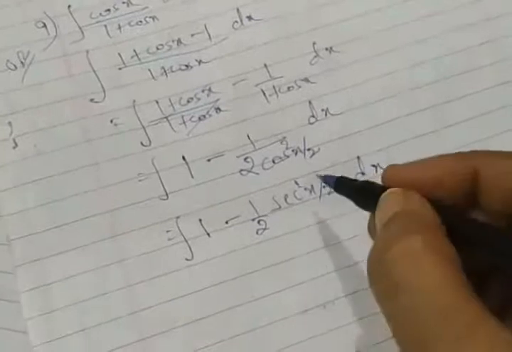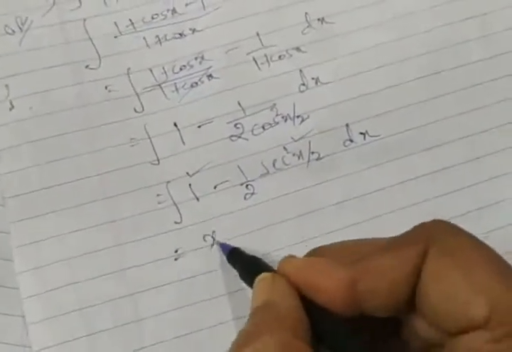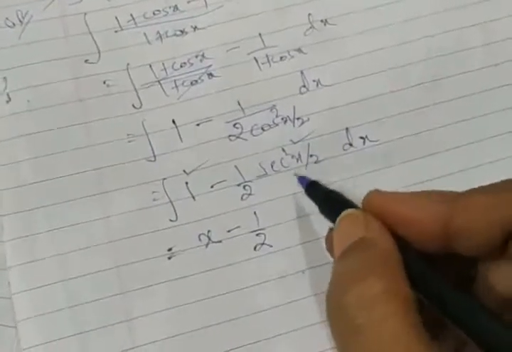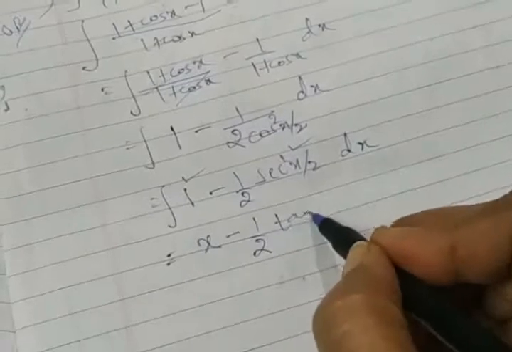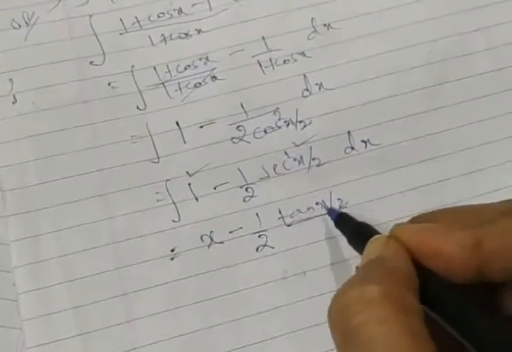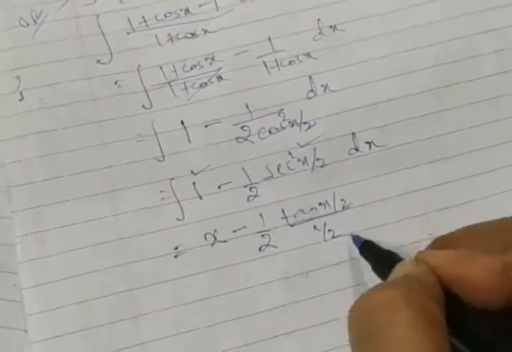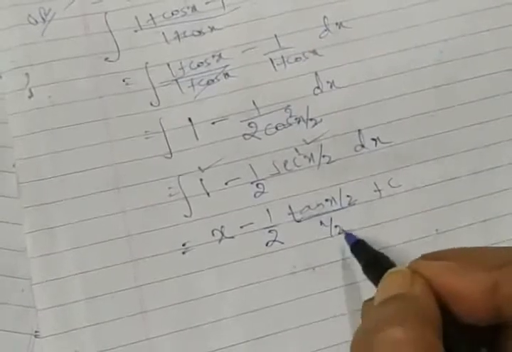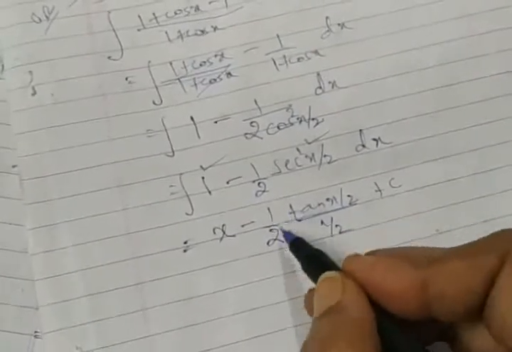I need to integrate. So integration is ready. Integration of 1 is x, minus 1 by 2 kept as it is. Integration of secant square is taken as tan x by 2, denominator the coefficient of x, 1 by 2, plus c. So 2 gets eliminated. I hope you can imagine this. 2 comes in numerator, so 2 gets eliminated.